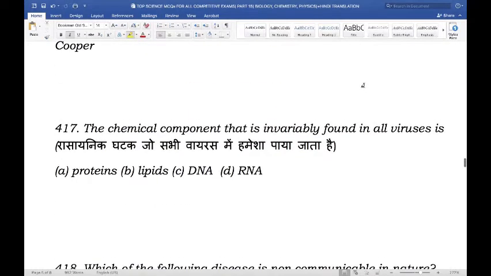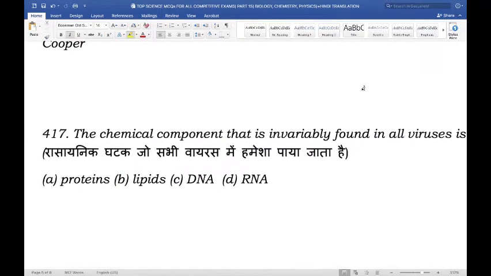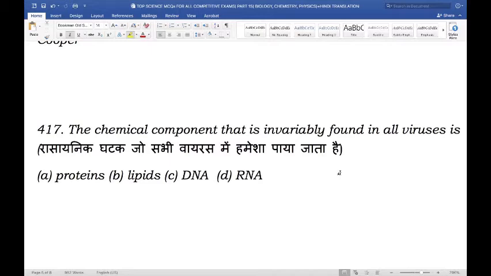Next, the chemical component that is invariably found in all viruses is. So out of these options, which is commonly present in all viruses? Is it proteins, lipids, DNA, or RNA? And the right answer here is proteins. A virus is made up of a core of genetic material, either DNA or RNA, and it is surrounded by a protective coat called capsid, which is made up of protein.